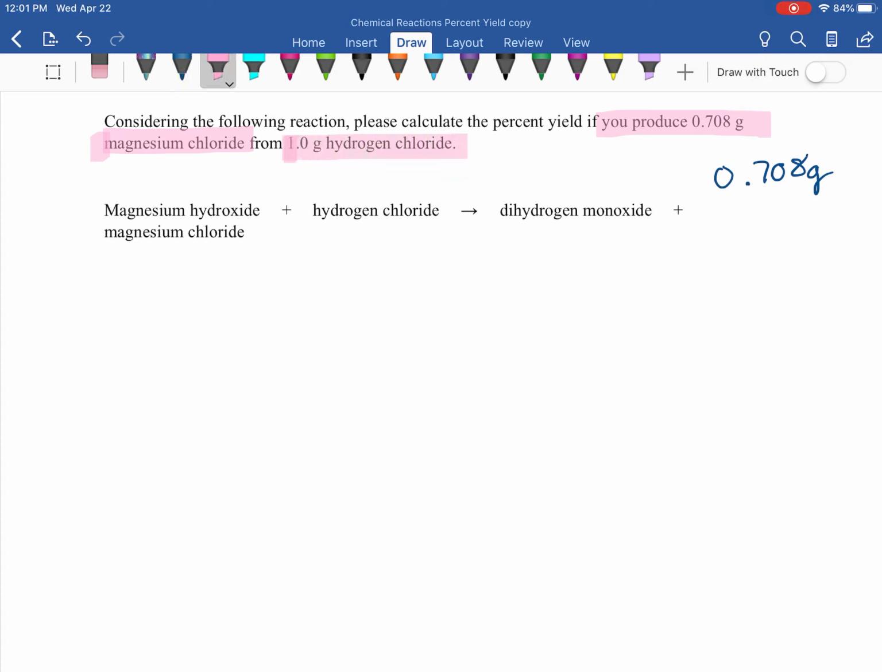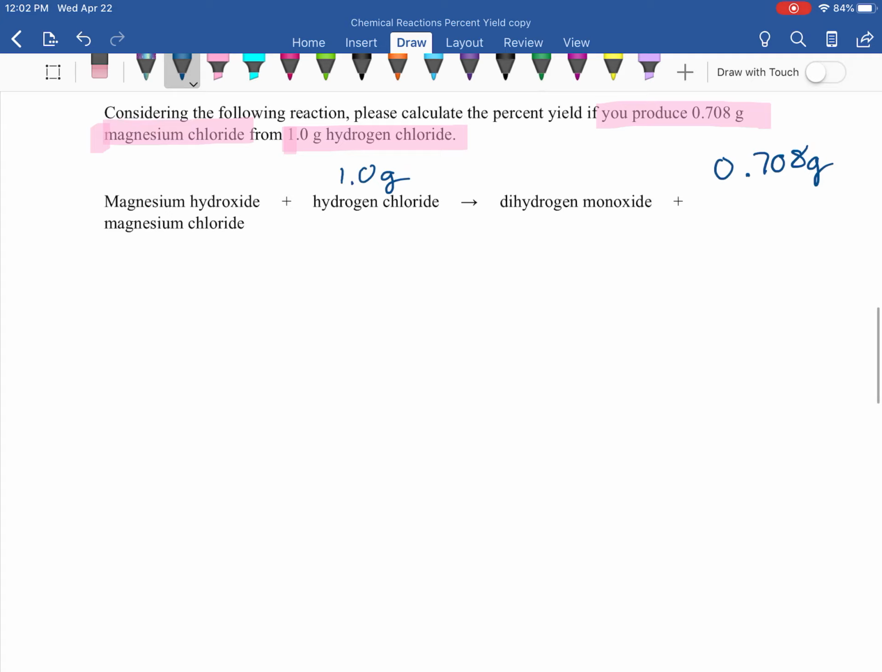And I'm going to write it the right way. That would throw off our calculations. And then we're starting from 1 gram of hydrogen chloride. So let's put that right there. All right, you know the process. Let's take our names and write formulas, and then take the formulas and balance our reaction.